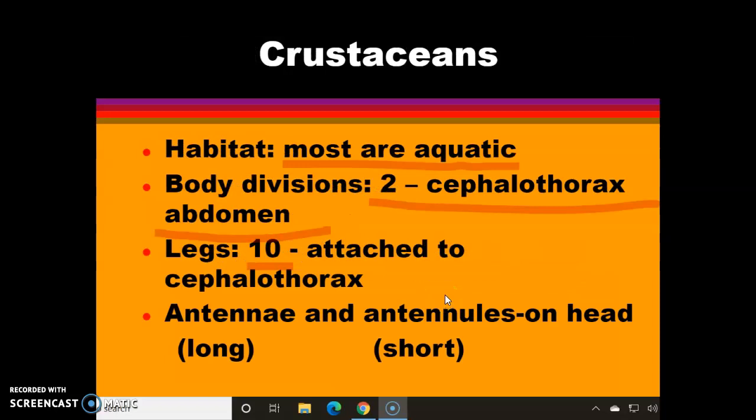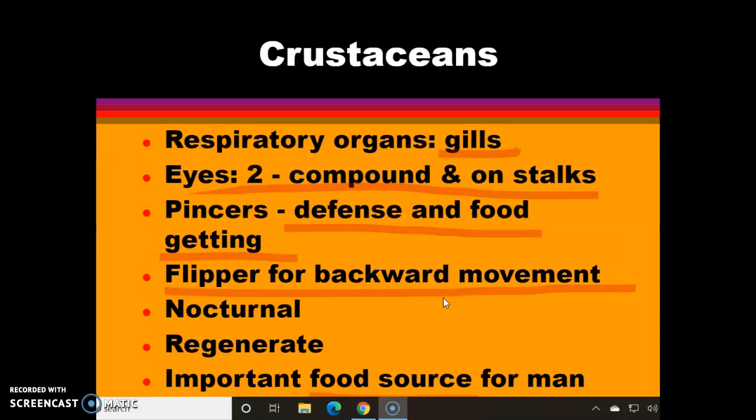Crustaceans, their habitat, most of them are aquatic. Their body divisions are 2, the cephalothorax and the abdomen. They have 10 legs. For respiration, they have gills. They have 2 eyes, and their eyes are set up on stalks where they can look around, which is kind of neat. They have pinchers for defense and getting food. They have a flipper on the back end, on their tail, for backward movement. And important to man, of course, is the food source.